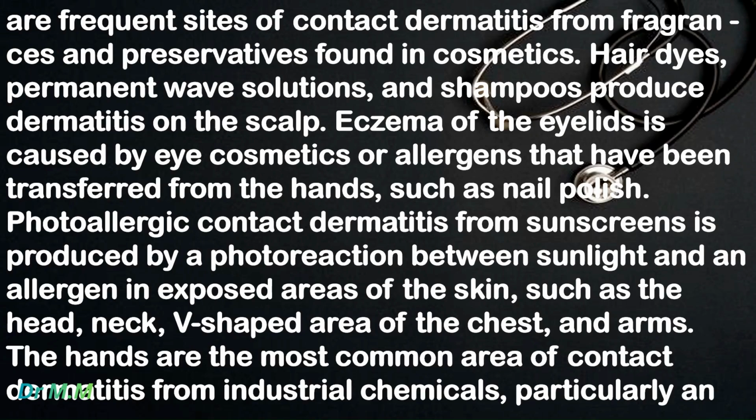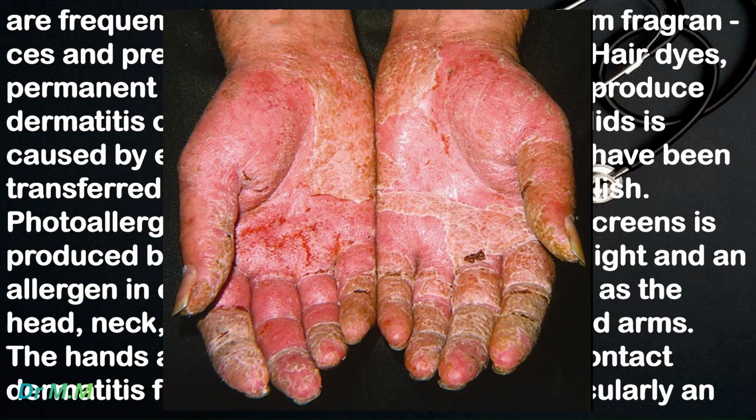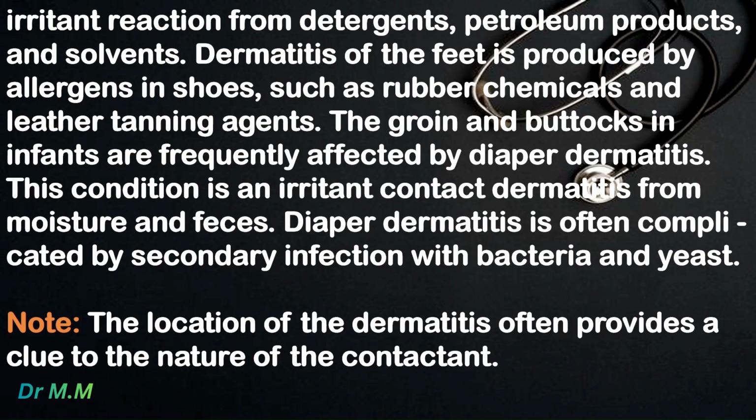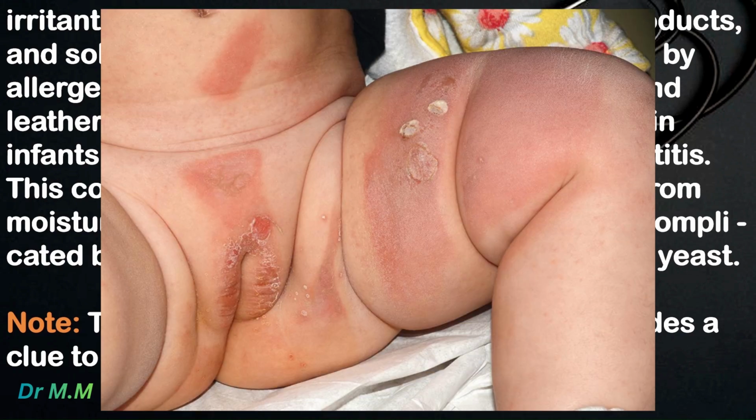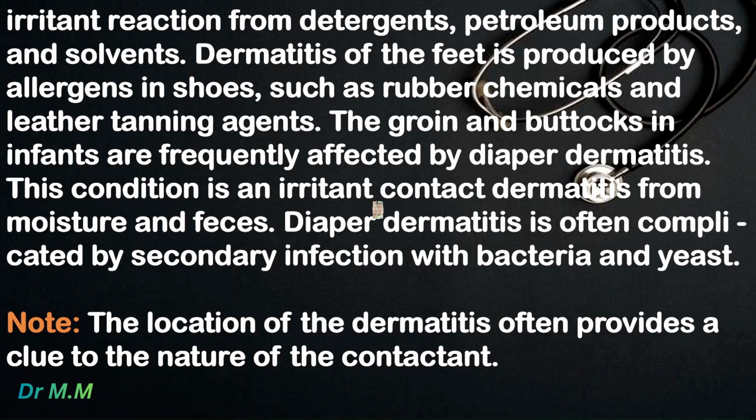The hands are the most common area of contact dermatitis from industrial chemicals, particularly an irritant reaction from detergents, petroleum products, and solvents. Dermatitis of the feet is produced by allergens in shoes, such as rubber chemicals and leather tanning agents. The groin and buttocks in infants are frequently affected by diaper dermatitis. This condition is an irritant contact dermatitis from moisture and feces. Diaper dermatitis is often complicated by secondary infection with bacteria. Note the location of the dermatitis often provides a clue to the nature of the contactant.